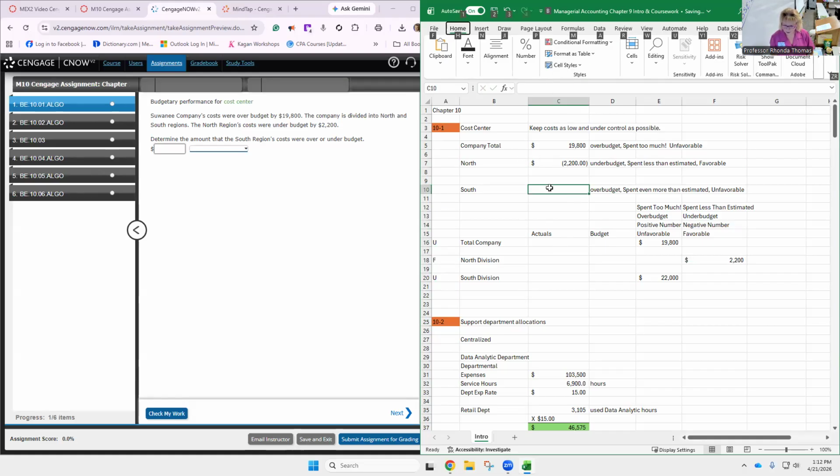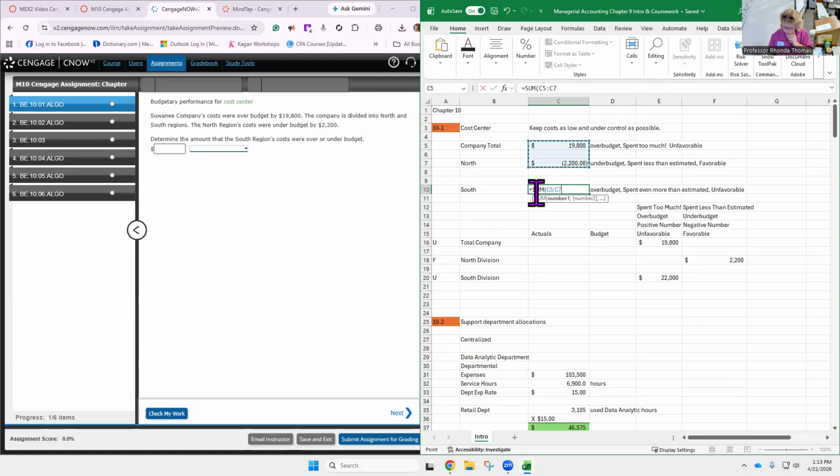Because once again, these two numbers are supposed to add up to this. So what does it take? So we're going to solve for this number here. What does it take to add to the north so that we end up with a positive number of 19,800? So we're going to add these together. Yep. So let me see here.